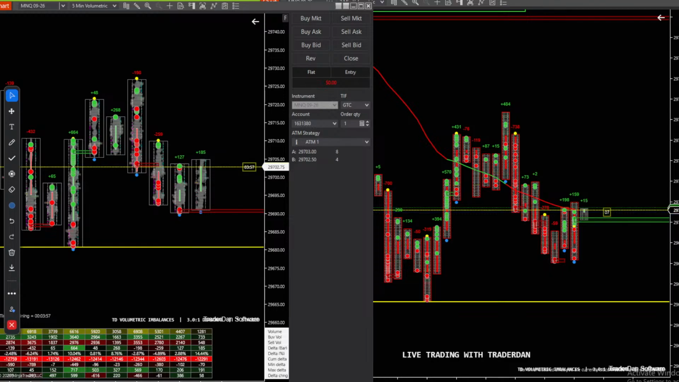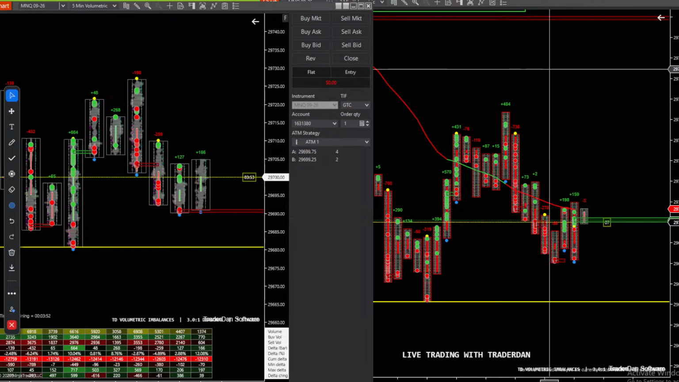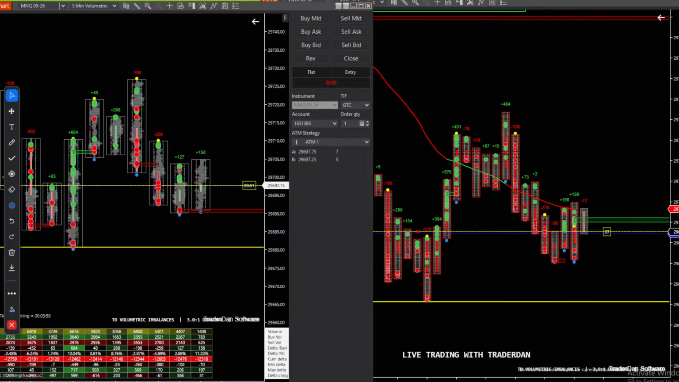I'm going to show you that. We're 15 minutes before the market opens. We're pushing down. We keep building these buying balances, but we're not going anywhere yet.